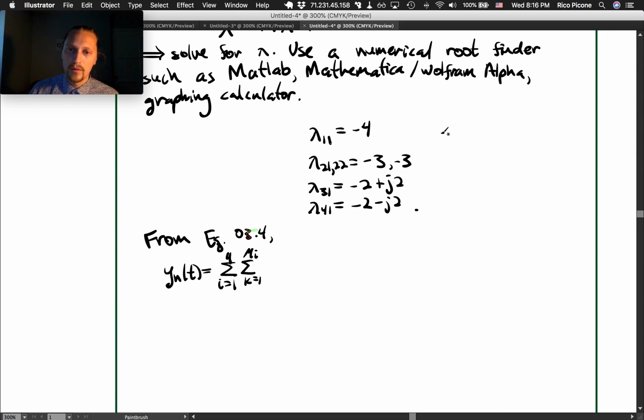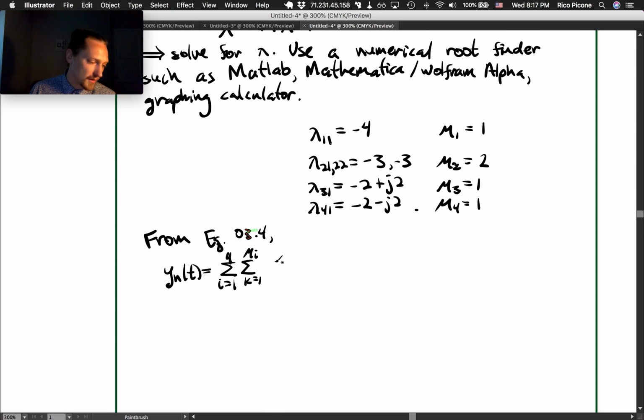So you can say mu 1 is equal to, what's the multiplicity of lambda 1,1? There's only one of them, right? So multiplicity 1. Mu 2 has multiplicity 2, since there are 2 of them. This one is distinct, so multiplicity is 1, and same with this one, multiplicity 1. So that will go in this inner summation when i changes.